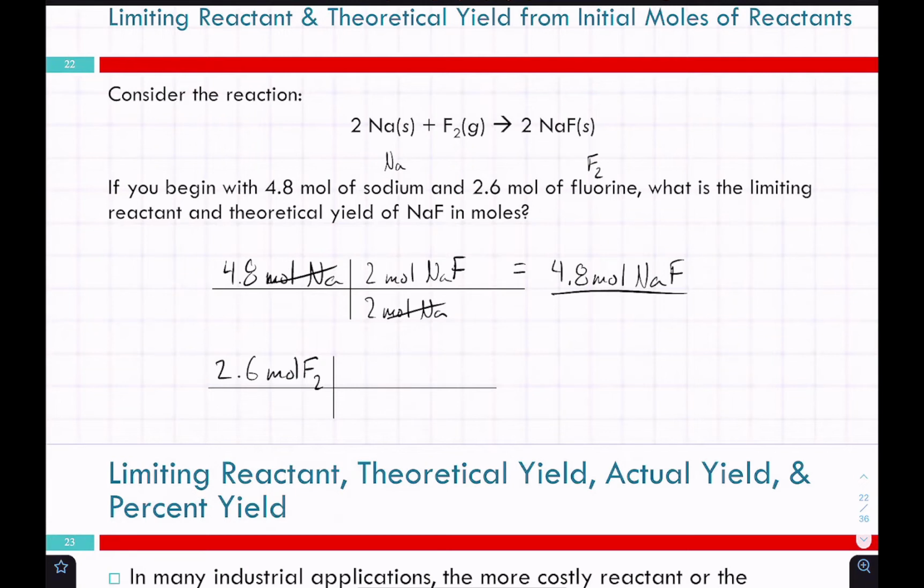One mole of fluorine to 2 moles of sodium fluoride, because there's a coefficient of 1 in front of that F. So if it helps to write in those coefficients of 1, you can do that. And so our 1 mole of fluorine goes in the bottom, and 2 moles of sodium fluoride on top.